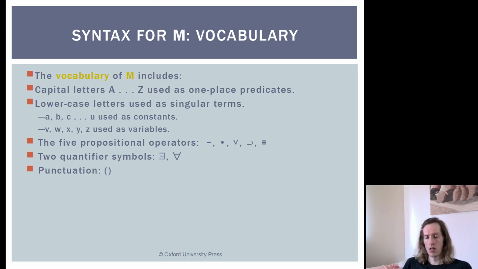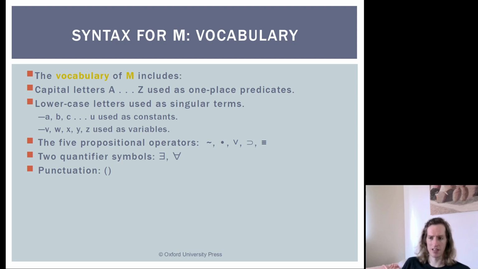So, a little bit of a recap on this. The vocabulary of monadic predicate logic includes capital letters A through Z used as one-place predicates. These capital letters stand for a property that something has. Lowercase letters used as singular terms. So A through U are going to be used as constants.